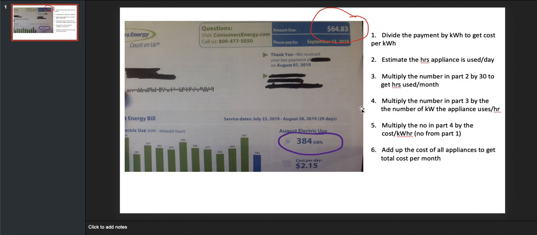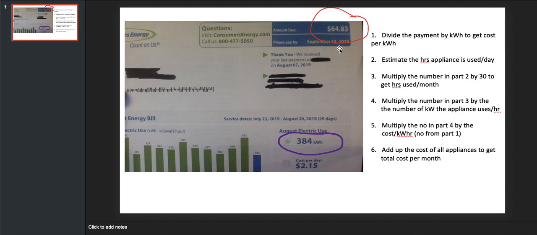So first thing you're going to do when you look at your bill is, of course, find the amount due and then find somewhere in the bill the electric use, which will be expressed in kilowatt hours. So this kWh stands for kilowatt hours. So find these two numbers. Then you take the payment, the amount due, and you divide it by the kilowatt hours to get the cost, so how many cents per kilowatt hour, okay? That is how much you're being charged for every kilowatt hour that you use.